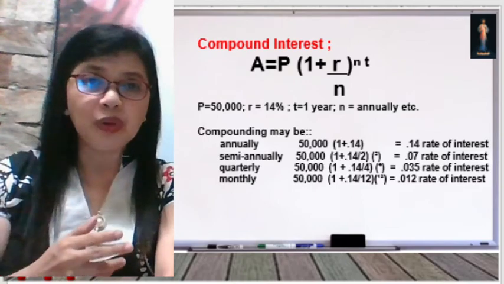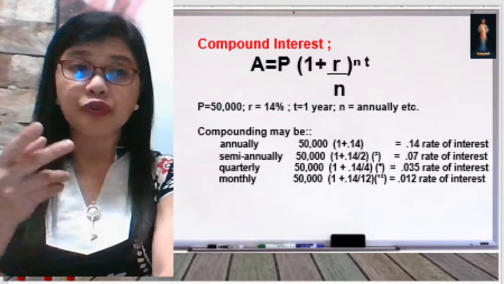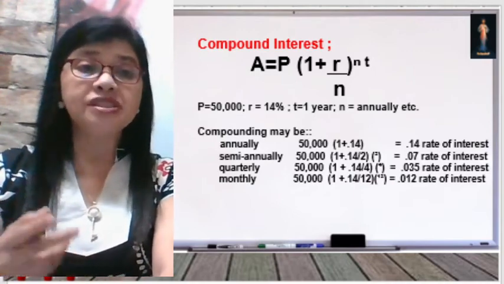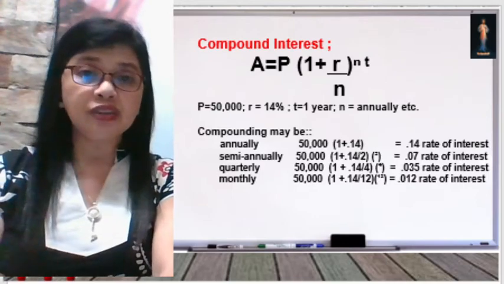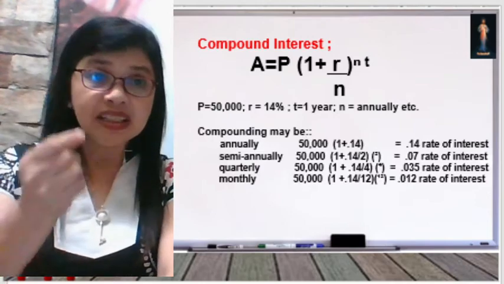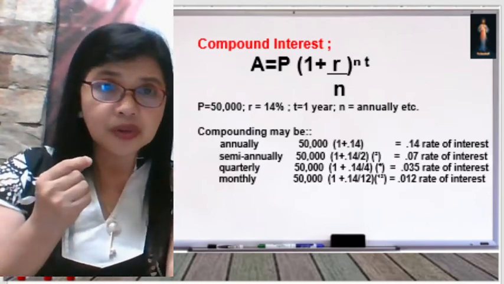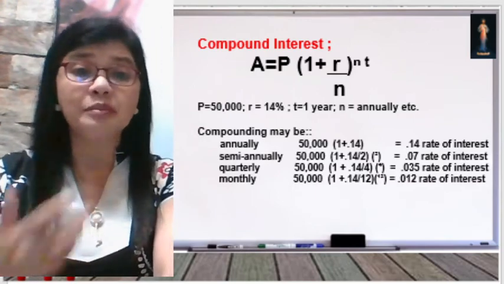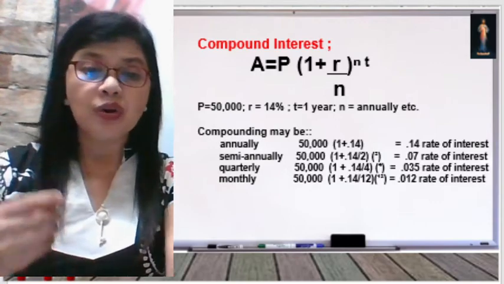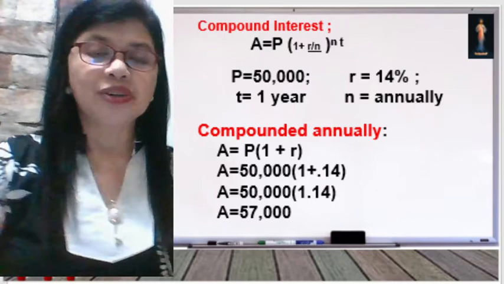The same with quarterly. You divide 0.14 by 4. So how much do you get? 0.035, the rate of interest. If you do it monthly, 0.14 again, divide it by 12, because it's monthly. So the rate of interest is 0.012.